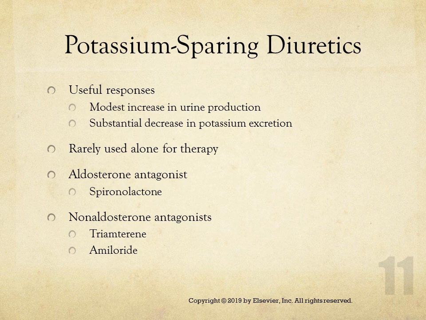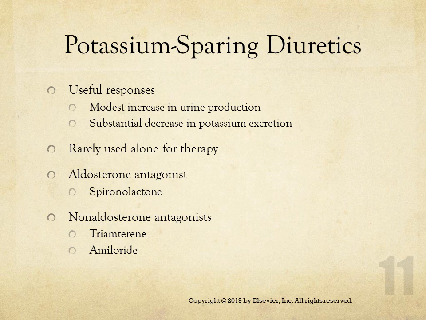Next, we have the potassium-sparing diuretics. They only give a modest increase in urine production, so if you have a patient that has a lot of issues with fluid retention or needs a more powerful diuresis, then this would not be the one you would consider. But there is substantial decrease in potassium excretion. So if that's important with your patient because they're losing too much potassium with the other two, you will have to consider using this one.